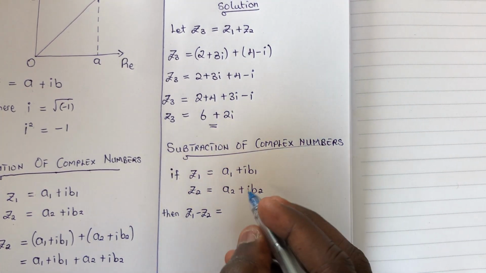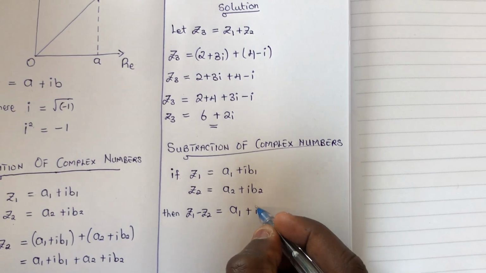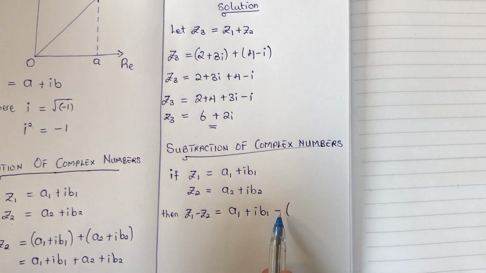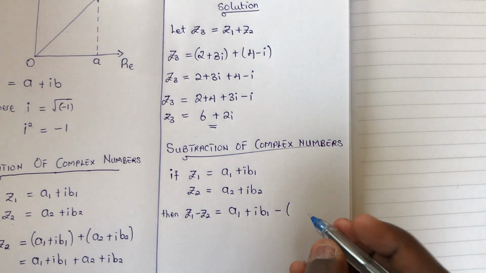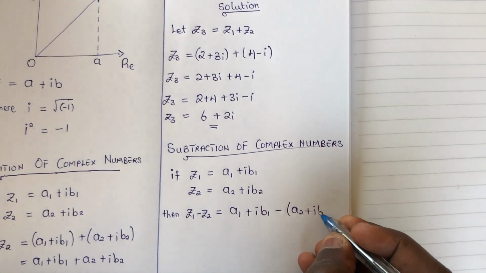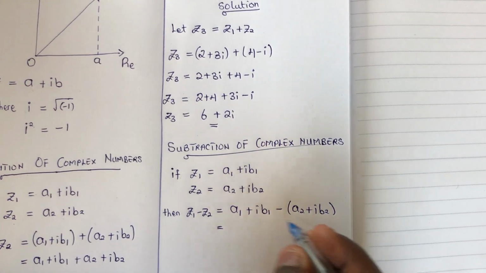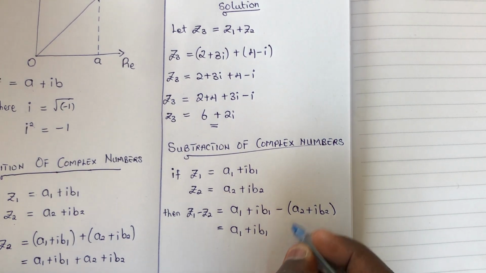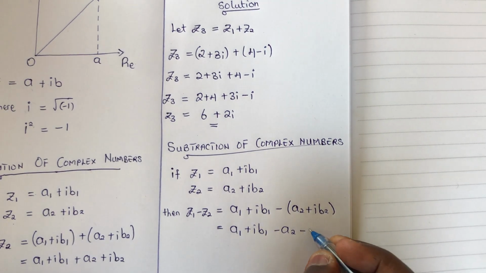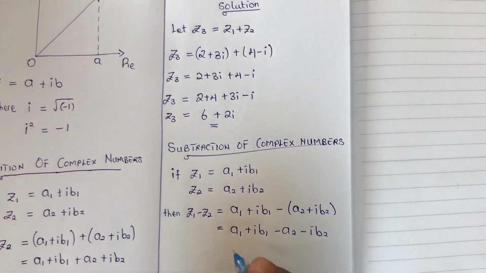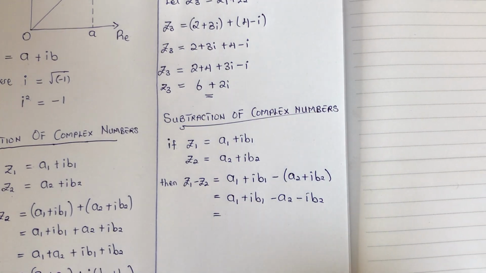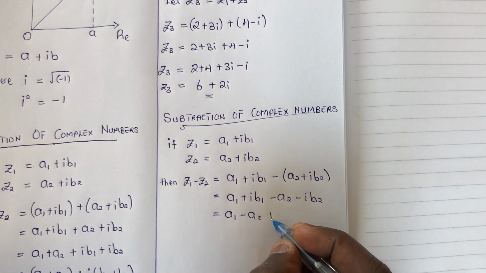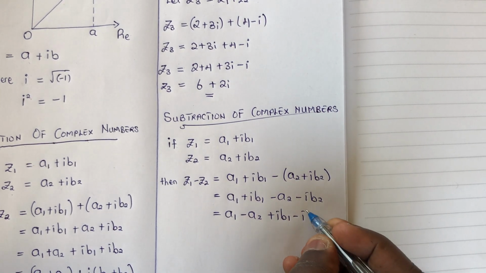So let's write our z1. z1 is a1 plus ib1 minus, now we put the z2 into a bracket because the negative sign will affect everything inside the bracket. So we have a2 plus ib2. Now we can expand what is on the right side. We have a1 plus ib1, and this time this will give us minus a2 minus ib2. Then we group all terms for the real and all terms for the imaginary. So we have a1 minus a2 plus ib1 minus ib2.